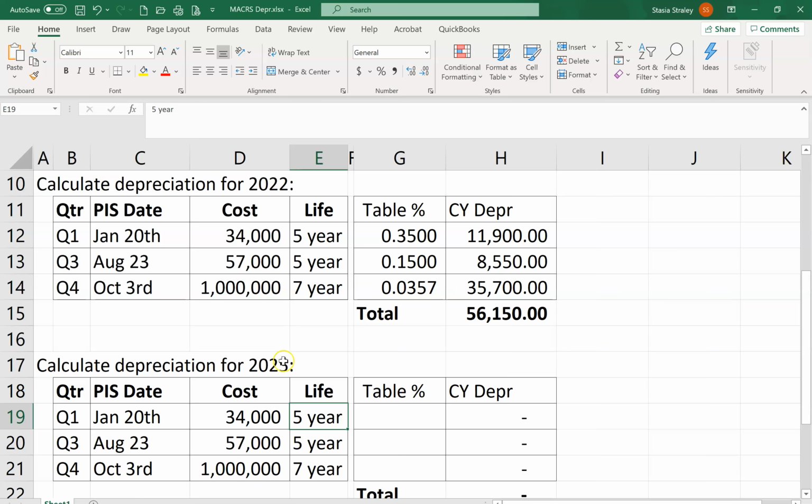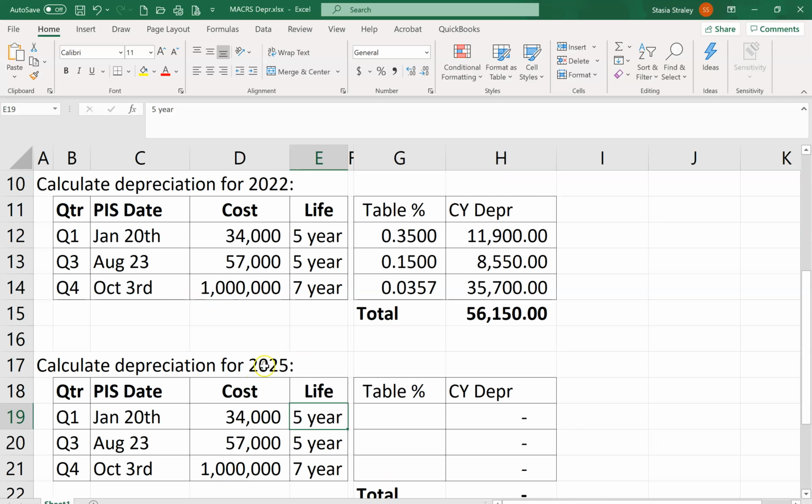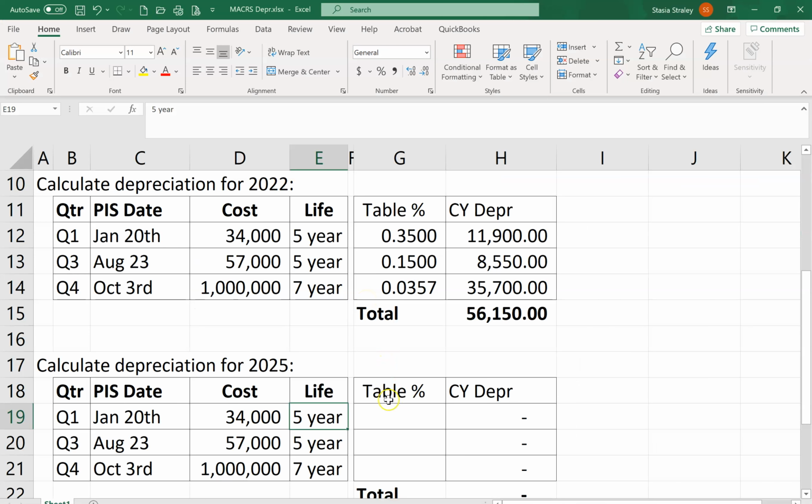So 2022 is placed in service and we're doing 2025. So physically count it out on the table. That's the best way. So 2022, 2023, 2024, 2025. Okay, so we're looking at 2025 and a 5-year asset. So 2025 5-year asset, so this gives us 11.01%. So this is going to be 0.1101. Again, this is just set up to multiply across.